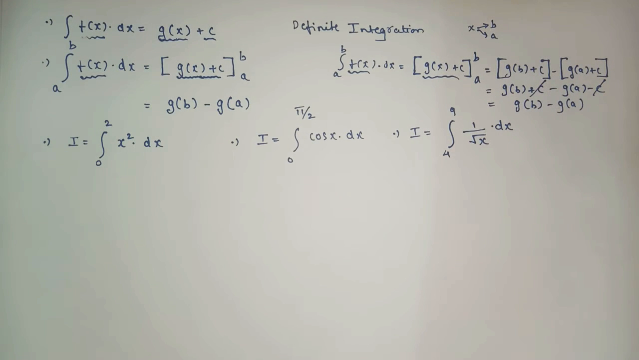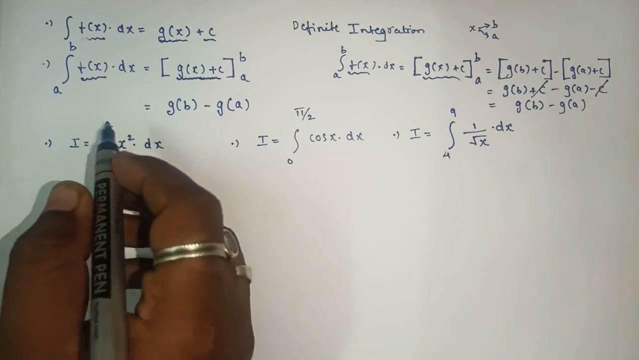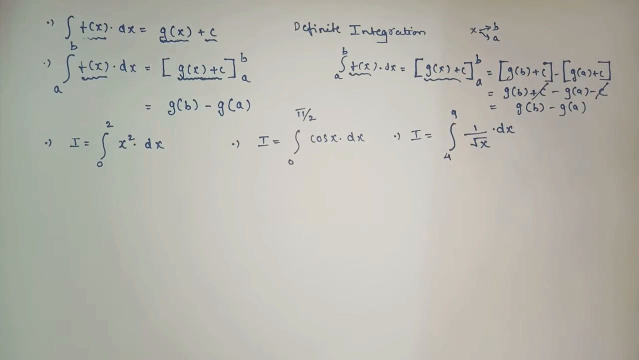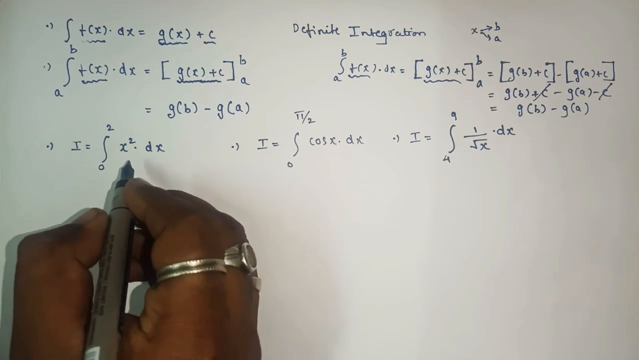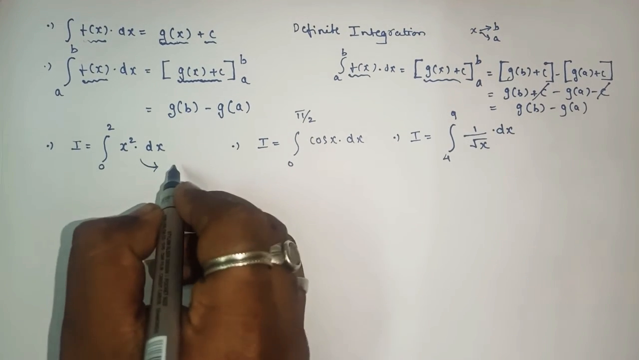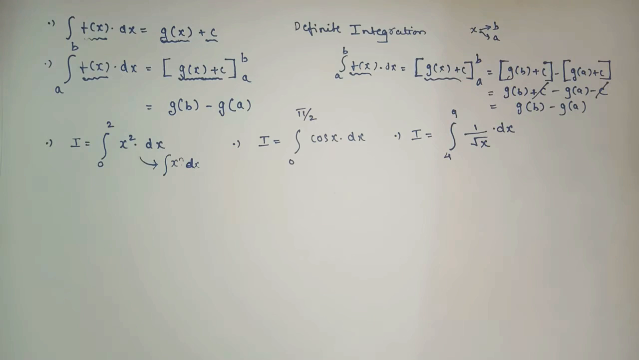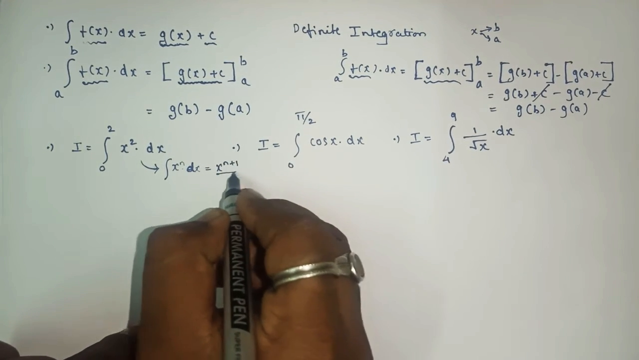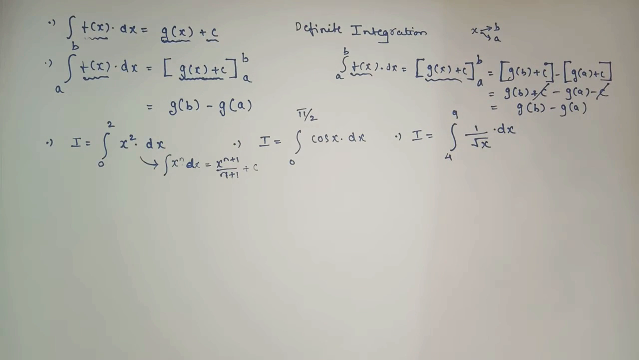Here we have the first one. Now just forget about the 2 and 0 for this question. So what is the integration of x square? Can I say this x square looks like x raised to n? So what is the integral of x raised to n? We know that it is x raised to n plus 1 upon n plus 1 plus c. Yes or no?